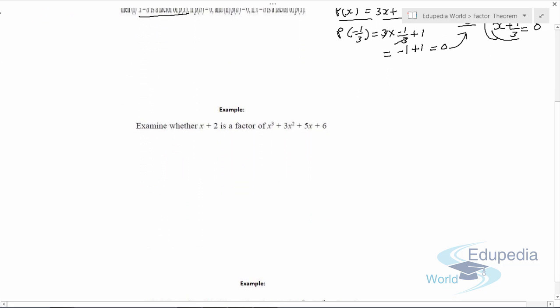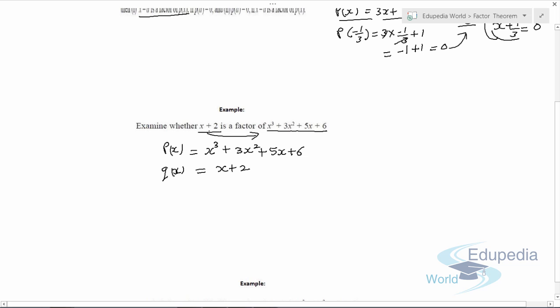So now we have one example. We have to examine whether x plus 2 is a factor of this polynomial. If x plus 2 is a factor of this polynomial, this means minus 2 should be a 0 of this polynomial. So let's check it. Let p(x) equal x cube plus 3x square plus 5x plus 6. Now we have another polynomial g(x) equals x plus 2.